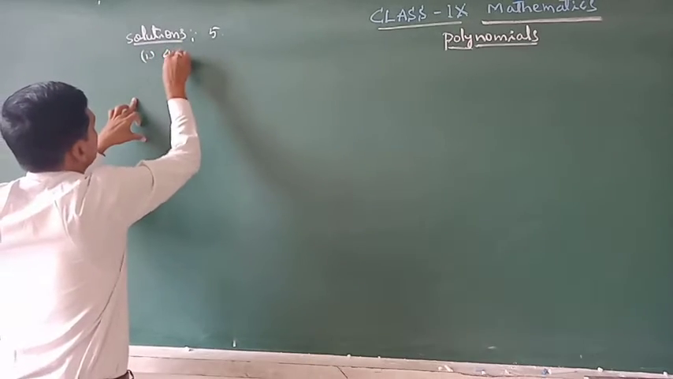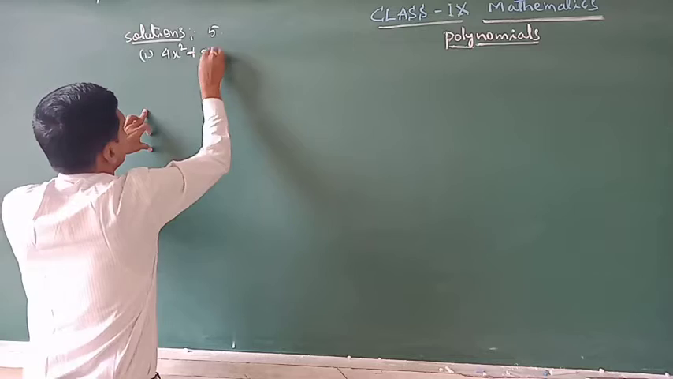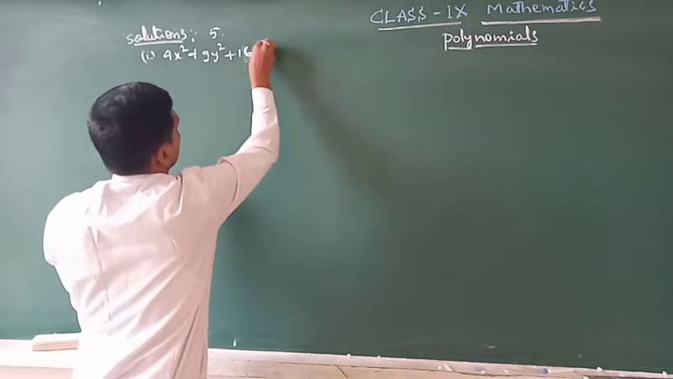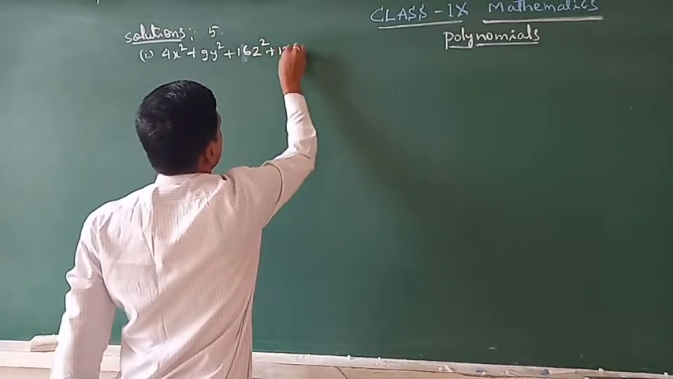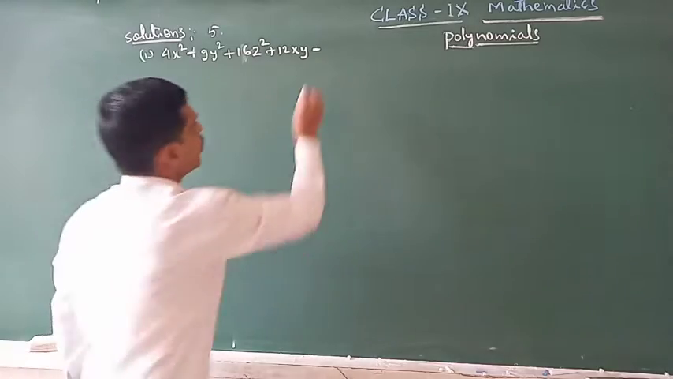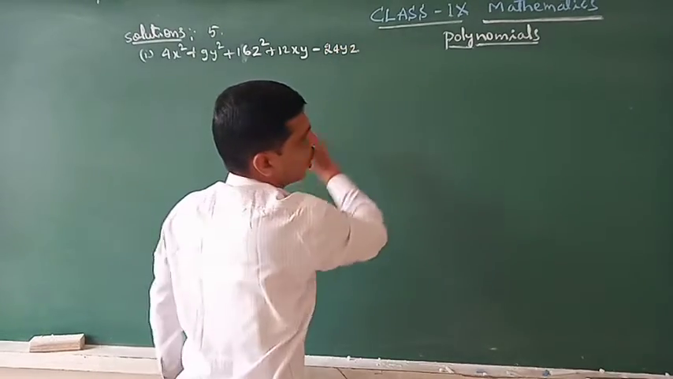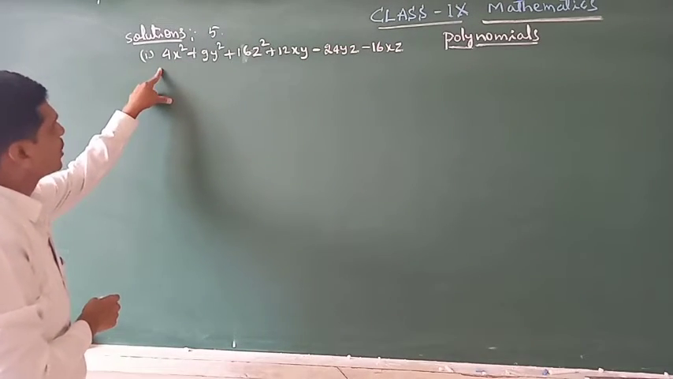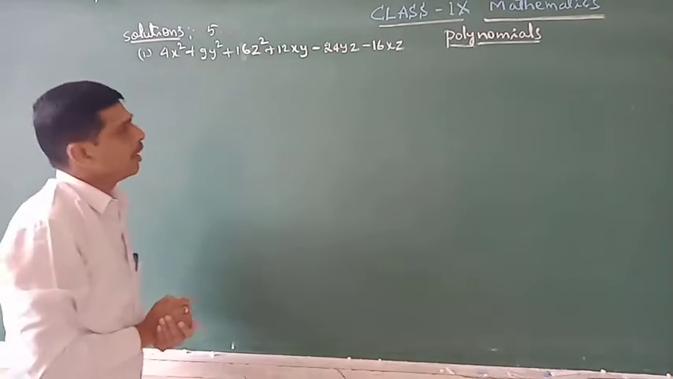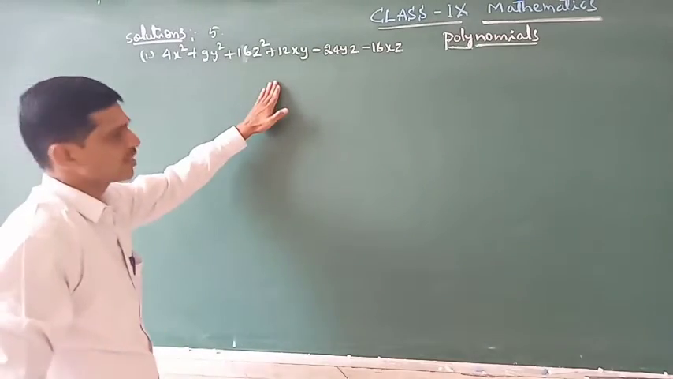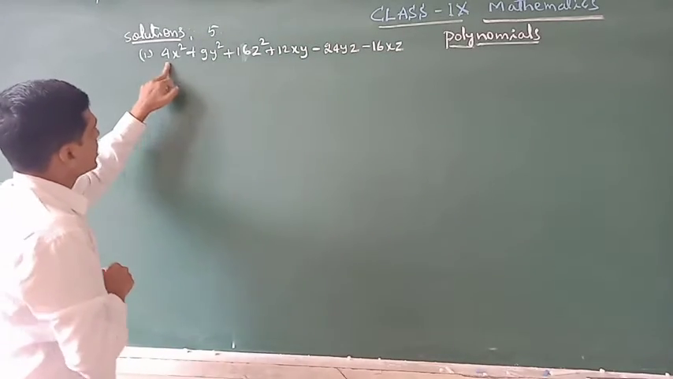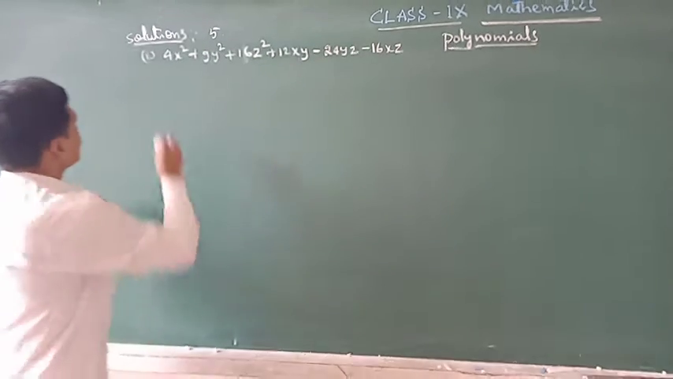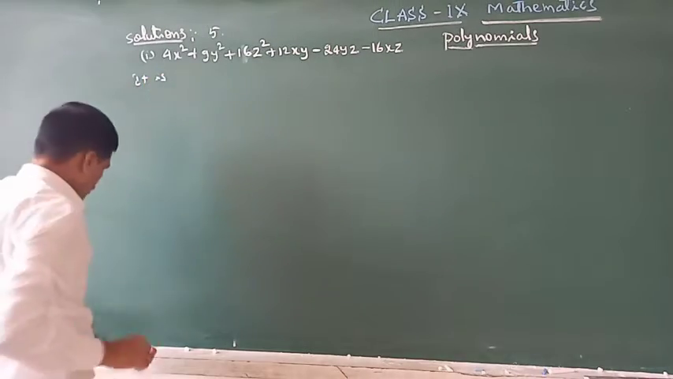Once again I want to write for your practice: 9y square plus 16z square plus 12xy minus 24yz minus 16xz. Here in the solutions I have written it again to compare, because in the last class I discussed many identities, in which identity suits for this given polynomial. Consider a square, b square, c square, 2ab, 2bc, 2ca. Consider their signs also. So it is of this order, otherwise you can convert.